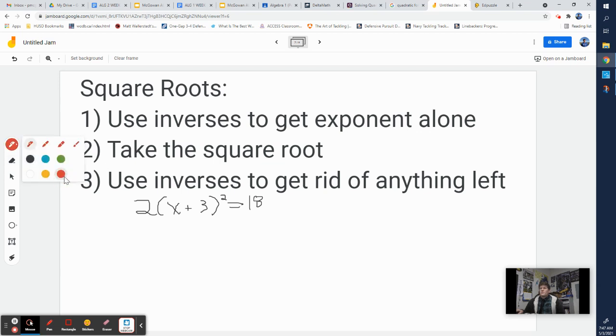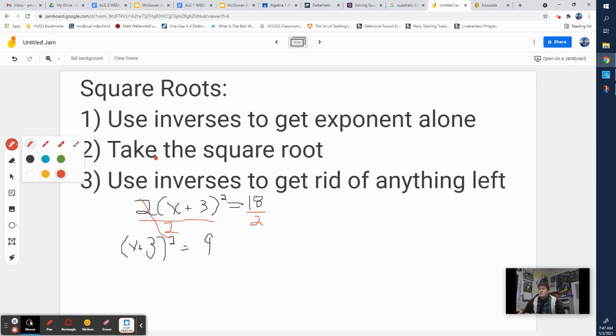This is a good example because we're not all alone on this side. We have our parentheses squared, which is good. The stuff inside won't matter for right now. But we have that times 2 on the outside, and we have to get rid of that first. To get rid of multiplying, I divide, that way it cancels out. So all I have left is x plus 3 squared on this side. On the other side, I have 18 divided by 2, which becomes 9.